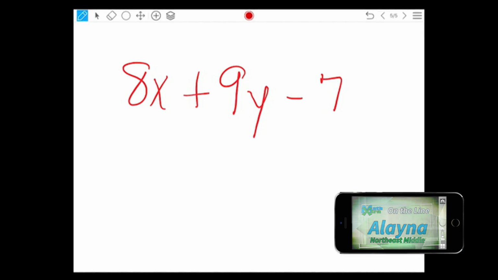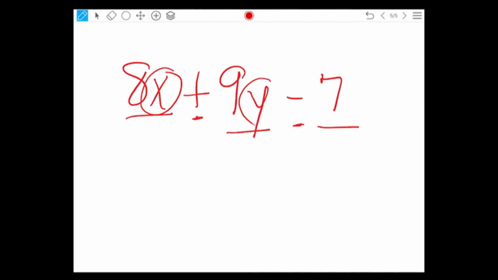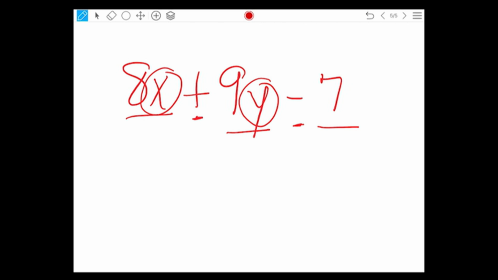Remember, terms are always separated by addition signs and minus signs, which we have. We have 8x, 9y, and 7. They're all different because they have different variables. We have an x, we have a y, and then the 7 is actually the constant. There's no variable attached to it. So therefore, we cannot combine them because they do not have like terms. They are all different. We have 8x plus 9y minus 7. Does that make sense to you? It does. Perfect.